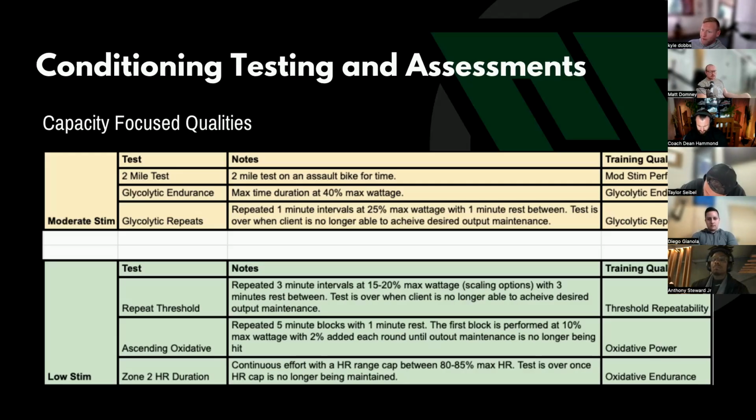Repeat threshold, as I get into more oxidative. And oxidative is something we're going to split into threshold work as opposed to zone 2 low slow work. So for repeat threshold, I use 3-minute intervals because that's the lowest threshold interval time that I'll use. And as we talk about training, I was actually talking with a client this morning about it.